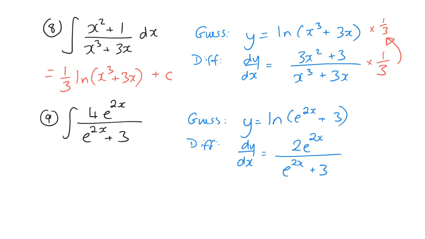So that's nearly what we've got there. I just realised we've got 4 on the top. But we want 4 instead of 2, so I'm going to have to multiply by 2. So I'm going to multiply my guess by 2. So my answer is 2 ln a to the 2x plus 3, and remember your plus c.